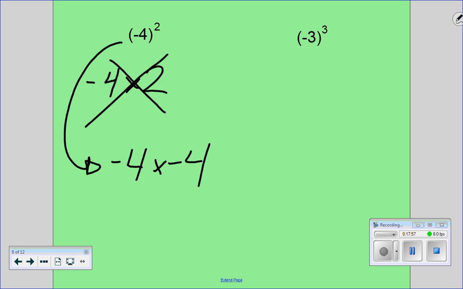Okay, now I'm going to solve it. Well, what's negative 4 times negative 4? Dylan? Yep. Okay, that's what it means. There's maybe 1 or 2 of these in your homework today, so I just wanted to touch on them briefly. Okay, what about this one?